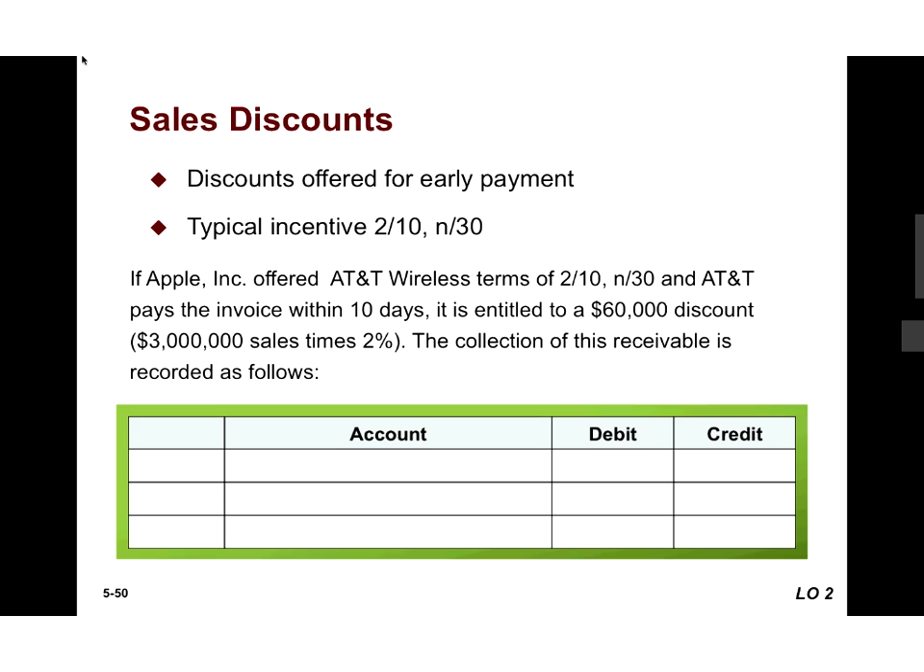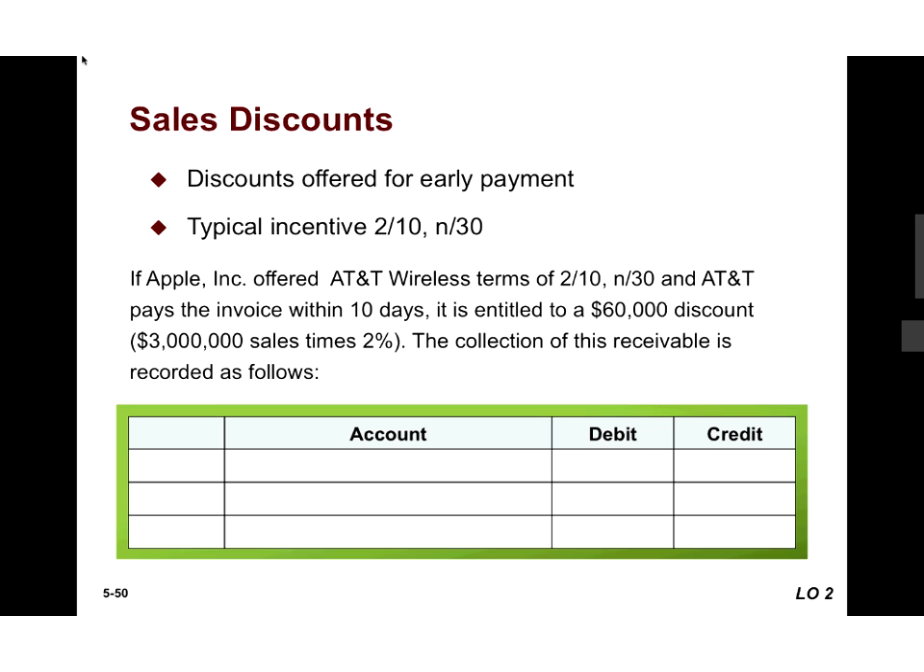let's say discounts offered for early payment. Back to our Apple example, let's assume that they're using 2/10 net 30. So the discount for Apple, for AT&T, if they pay within the 10-day discount period, it's going to be 2% of $3 million. So you can calculate the discount is 2% of $3 million, it's $60,000.